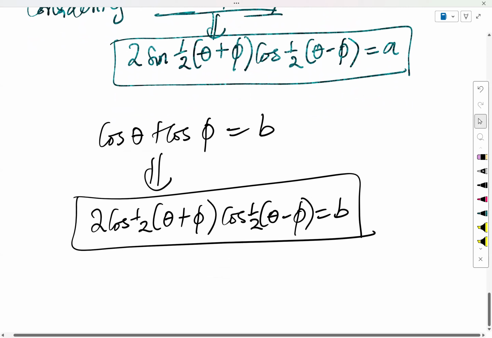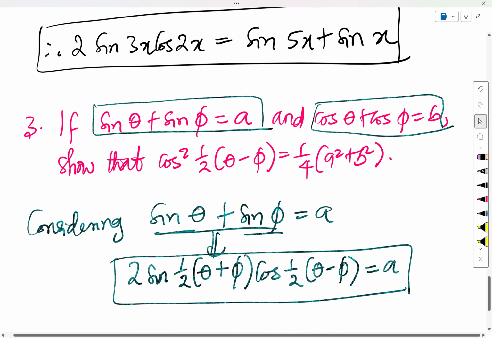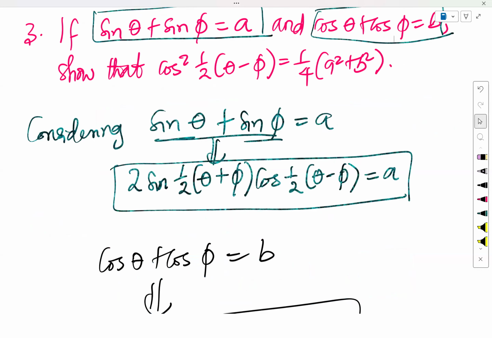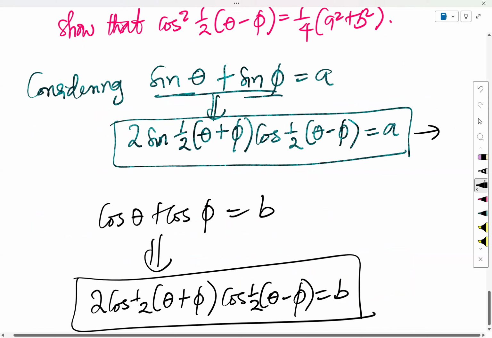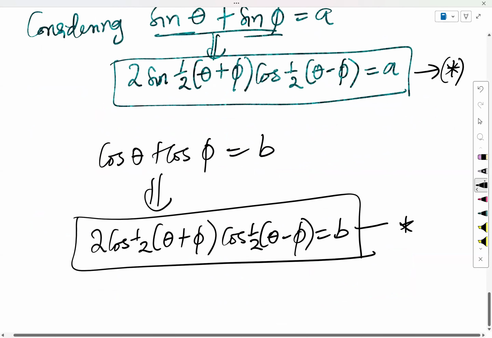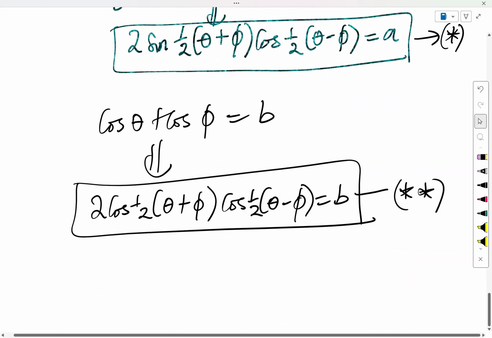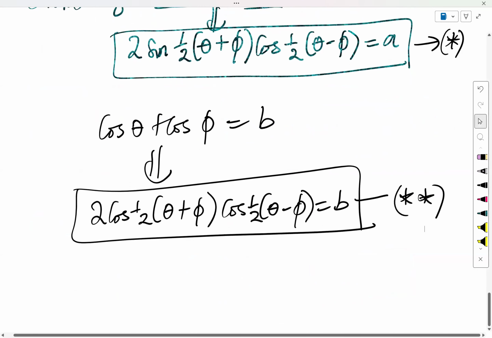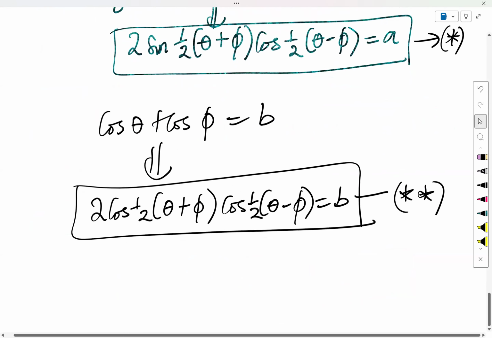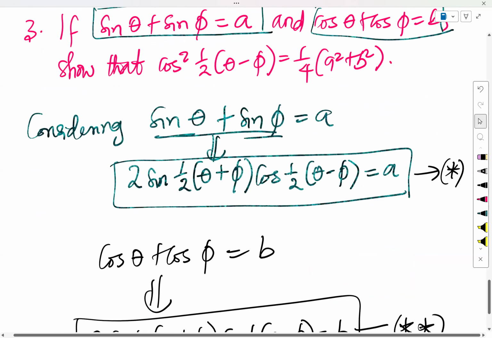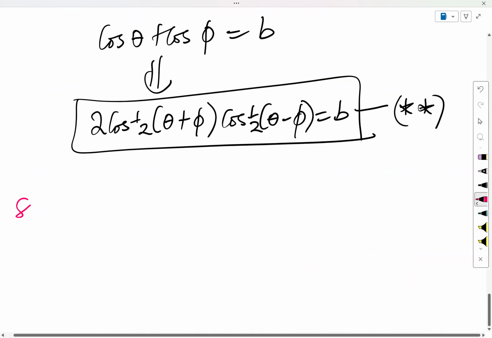So the next thing we may want to think about is this. At the end of the day, we want to show that cos squared half into theta minus phi equals 1 over 4 a squared plus b squared. So, of course, invariably, that means that we are going to have to square these two expressions we have. In fact, let me name these expressions. Let's name this star, and name this star star. Of course, we see that we have to square, because at the end of the day, we see a square on top of cos here. So can we do squaring, let me write that properly.